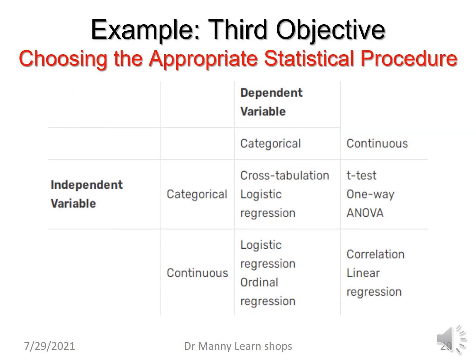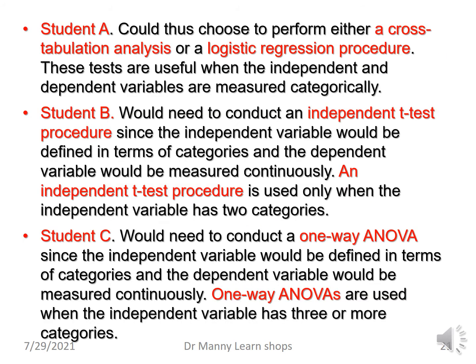The third objective that we have to consider is choosing the appropriate statistical approach. Student A could choose to perform either a cross-tabulation analysis or logistic regression procedure. Both tests are useful when the independent and dependent variables are measured categorically. Student B would need to conduct an independent t-test procedure, since the independent variable would be defined in terms of categories and the dependent variable would be measured continuously.